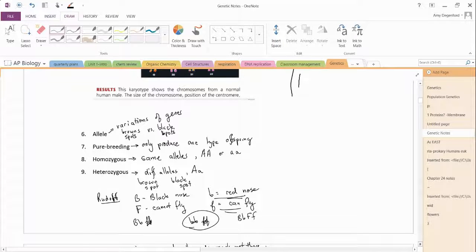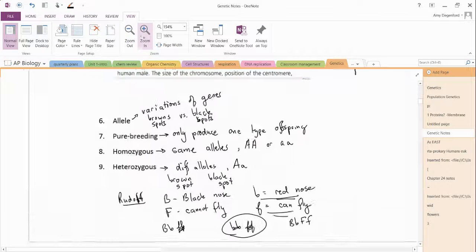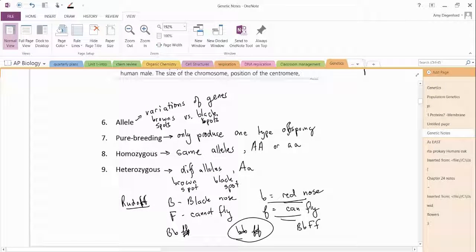Now, this gets us to the genes. If we have black hair and blonde hair, we would call those alleles. We might say in dogs, you might have an allele that has brown spots and an allele that has black spots. So an allele is a variation of a gene. It's coding for a different protein product: one protein for a brown spot, one different protein for black spots.